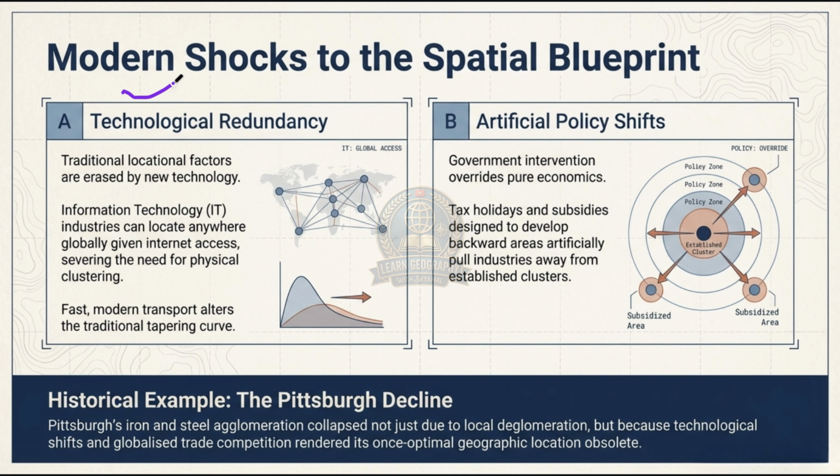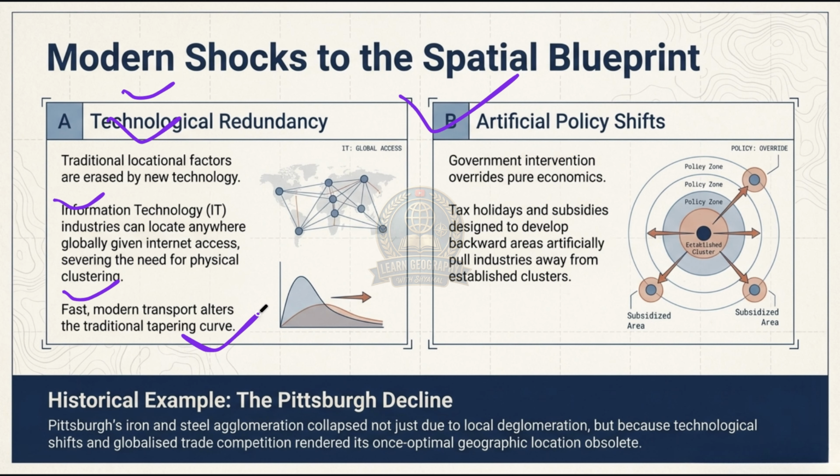Now, modern shocks to the spatial blueprint. Technological redundancy: traditional location factors are erased by new technology, information technology, that is IT. Industries can locate anywhere globally given internet access, removing the need for physical clustering. Fast modern transport alters the traditional tapering curve. And artificial policy shifts: government interventions override pure economics. Tax holidays and subsidies designed to develop backward areas artificially pull industries away from established clusters.